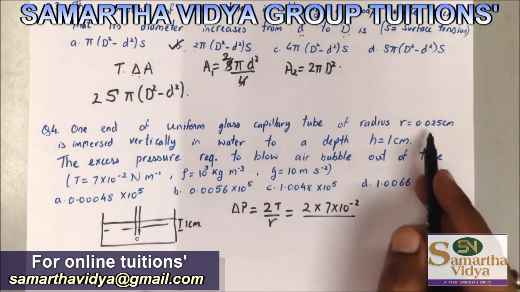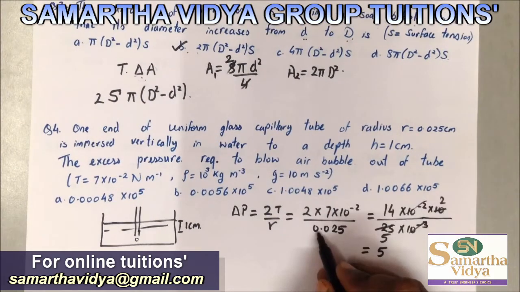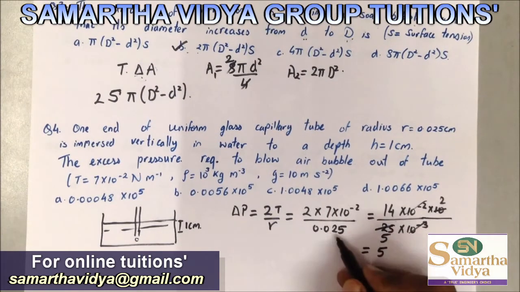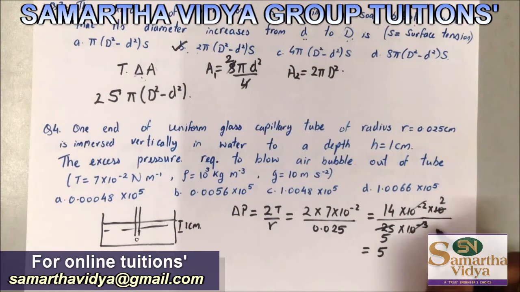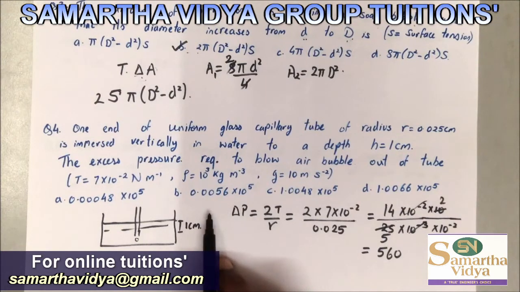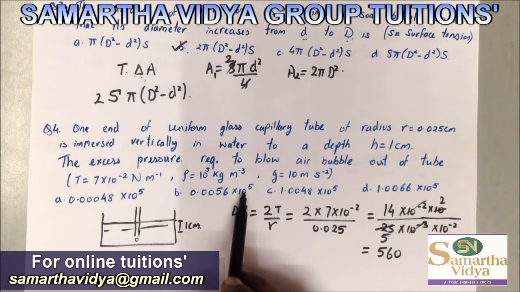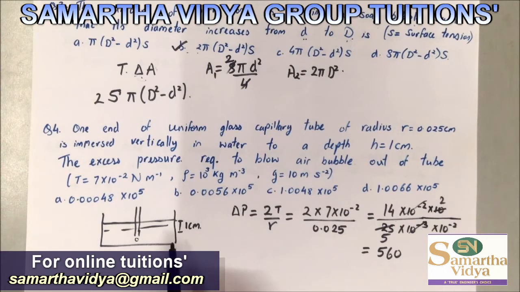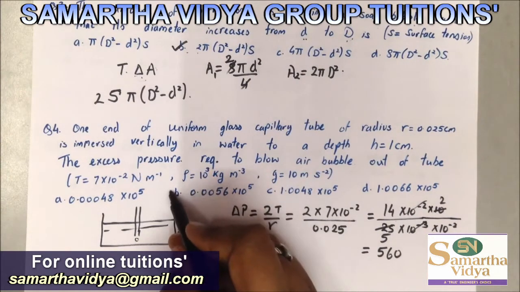So that's nothing but 0.025. Now since this is 0.025, it is given in centimeter. So we need to have an extra 10 raised to minus 2 also present in it. That is why this particular calculation gives us 560 as the answer. That is the difference in pressure, which is nothing but equal to, if you just see the answers, it is given by 0.0056 into 10 raised to 5. So it's basically shifting of the decimal places, and you get this particular answer, that is B.